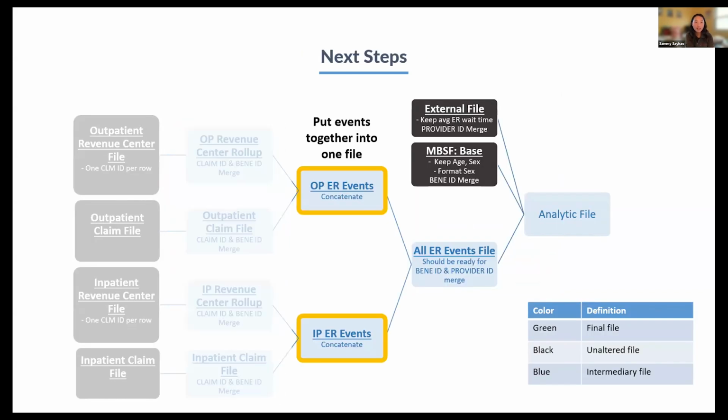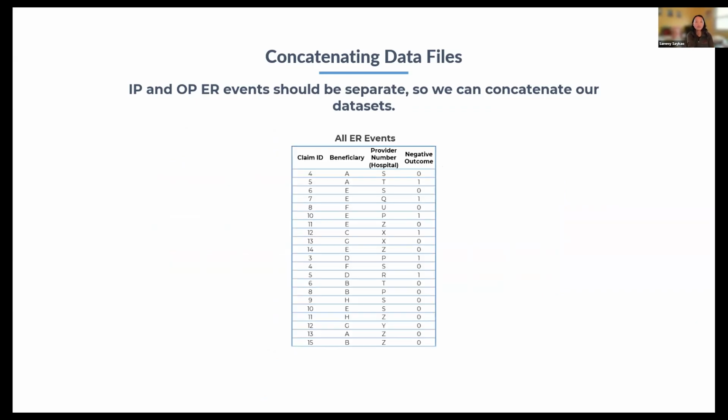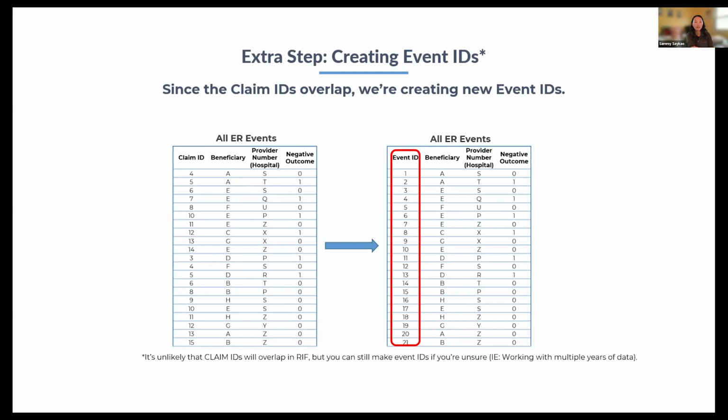All right, so we've completed that. And now we're going to merge our inpatient and outpatient ER events. Well, not merge them. We're actually going to concatenate them, or just stack them on top of each other. So we're making the assumption that inpatient and outpatient emergency room events should be separate, so we can feel comfortable stacking these data sets on top of each other. This is not true for every situation. So you really want to make sure that before you stack things on top of each other, there's not a chance for duplicates. And so we went ahead and stacked them here.